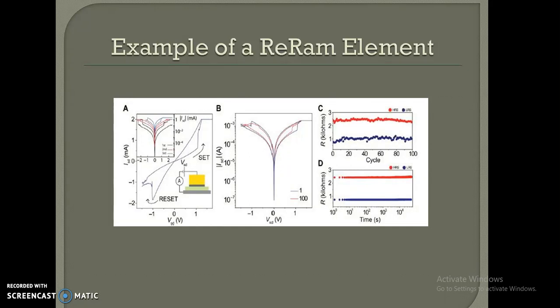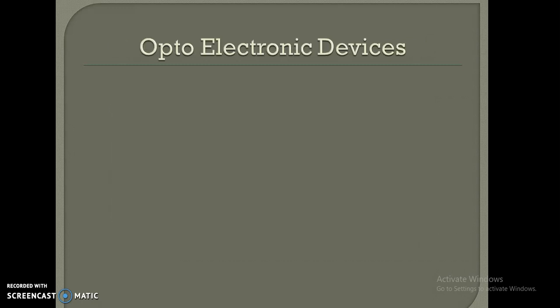Image A shows an example of the switching cycle for the device architecture shown in the bottom right. Image B shows the first and 100th switching cycle of the same device. Image C shows the resistance versus cycle number for the two resistance states, the LRS and the HRS. LRS is shown in blue, HRS in red, and image D shows the time stability for the two resistive states.